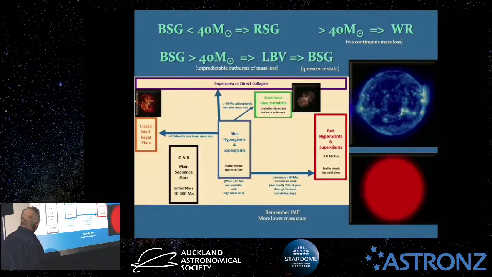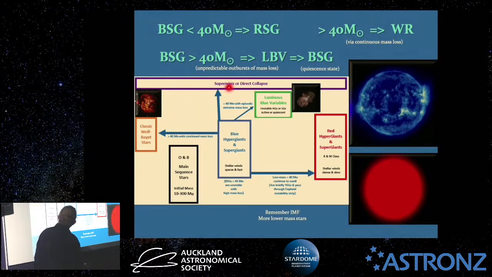So your blue hypergiants and supergiants, if they're less than 40 solar masses, they just gently puff out to red hypergiants and supergiants. If they're more than that, they start losing mass. If it's a continuous wind, they end up as a classic Wolf-Rayet star. If it's episodic in nature, they end up being luminous blue variables. They can also go directly to supernova or direct collapse. Let's just call it a supernova for now. That's a different talk, whether they go supernova or direct collapse, but essentially most of them end up as a supernova explosion.